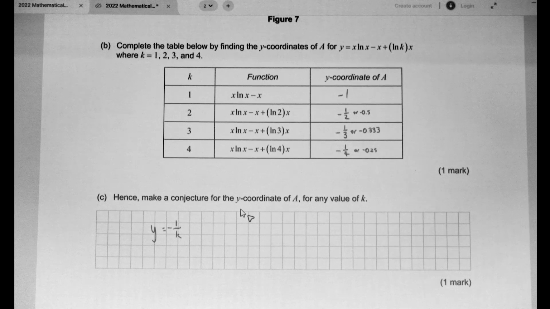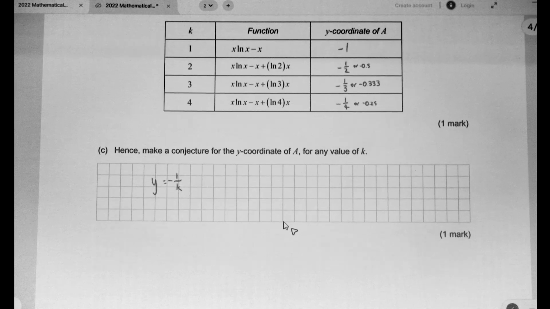Fortunately, the x-coordinate wasn't 1, 2, 3, and 4, which would be too simplistic. It was positive 1 on k for the x-coordinate. So it still had the same level of complexity to come up with a conjecture.